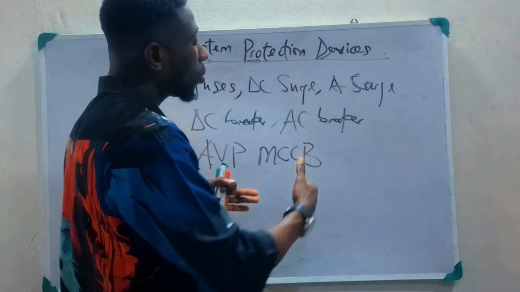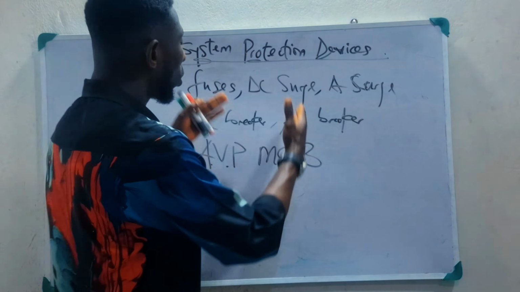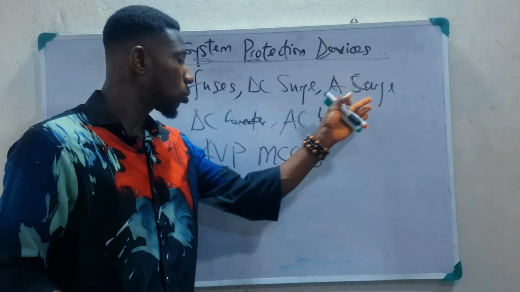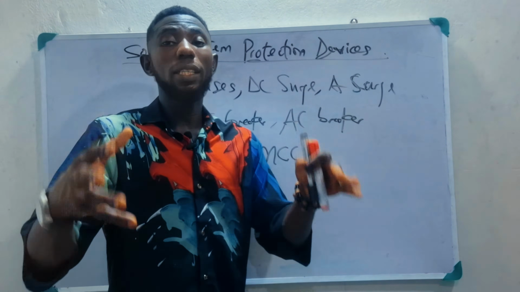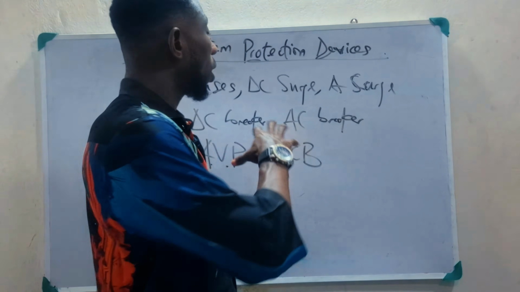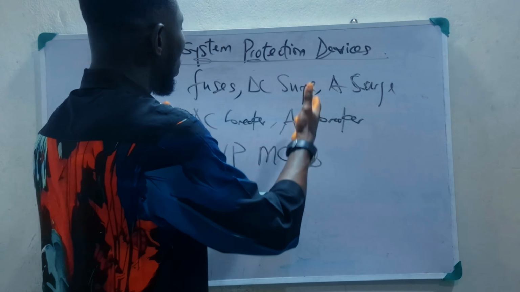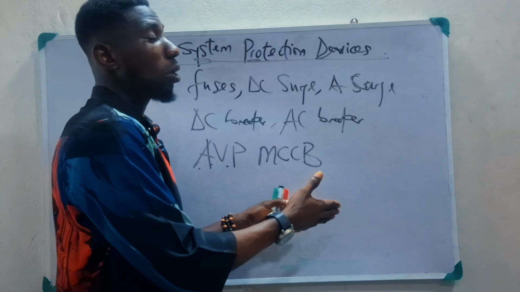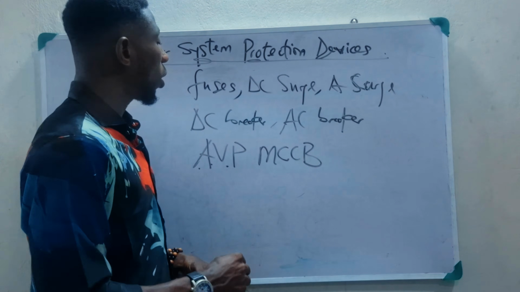So we are going to look into these one after the other to see what the uses are and where they are going to fit in the installation, because there is a place where they connect within the solar system: the DC surge, the AC surge, the DC breaker, the AC breaker, the AVP, the MCCB, and any other protective devices you have ever found on the solar system. There is how they connect it to this system, and there is a place where it will be put, maybe between the panel and the controller, or between the battery and other systems. So this is what we are going to do in this video.